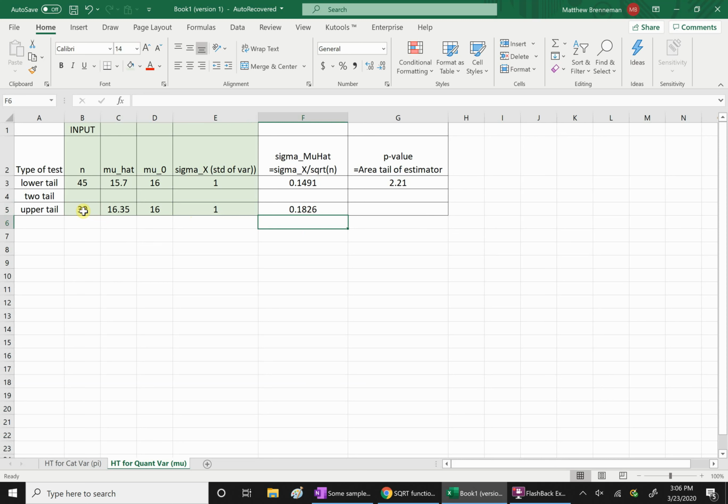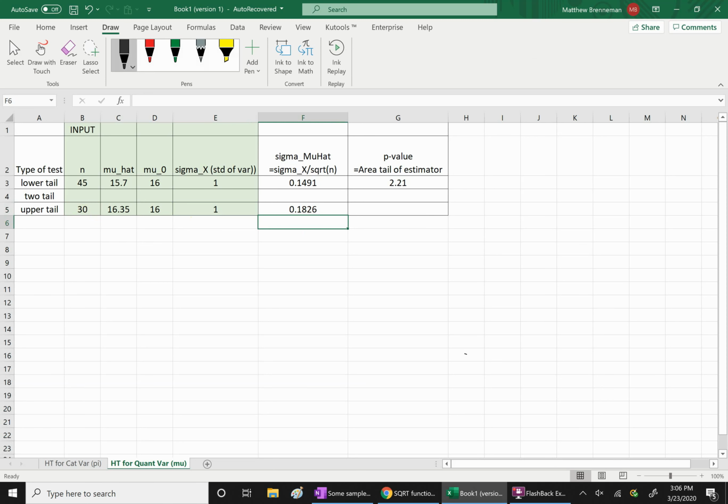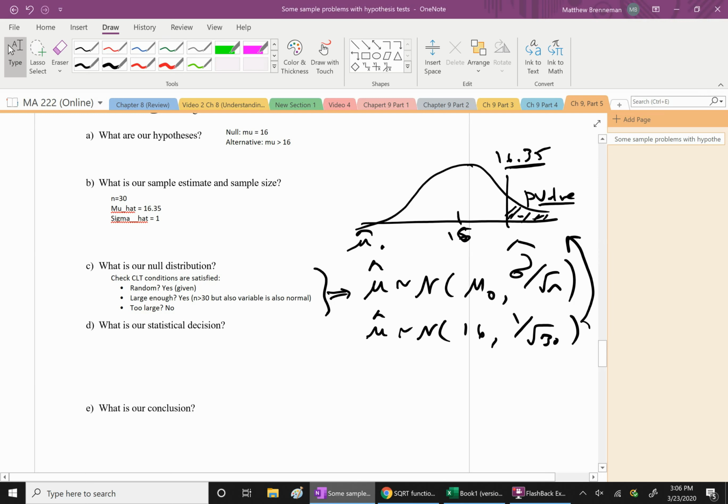So this tells us what sample means look like. Sample means, if the null hypothesis is true, come from a normal distribution. They're centered at 16, and they have a standard deviation of roughly about 0.2. So we can see that our value is roughly 1.75 standard deviations above the mean. So it's going to be unlikely, but the question is how unlikely, and that's what we're going to figure out now.